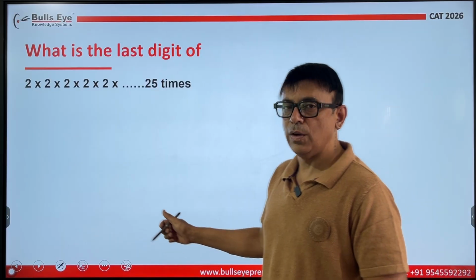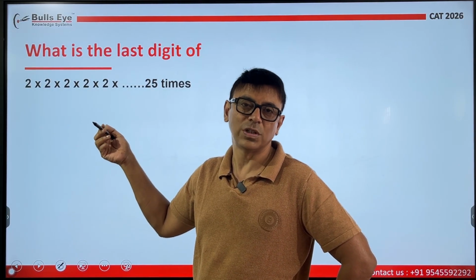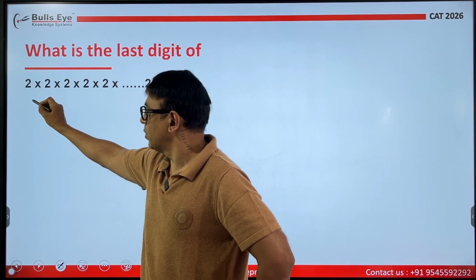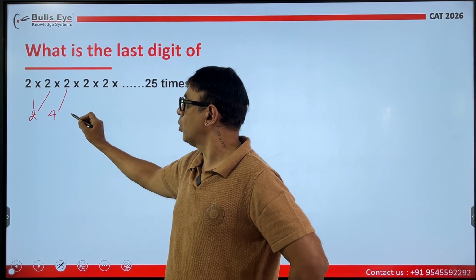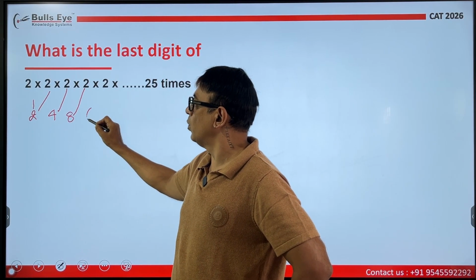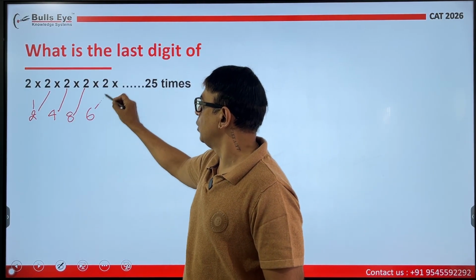So what we try to do is observe a pattern, something that we started in the previous question. This is 2. 2 into 2 is 4. 4 into 2 is 8. 8 into 2 is 16, so I'll keep only 6 in my mind. 6 into 2 is 12.